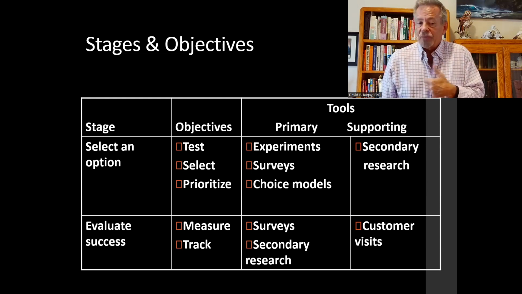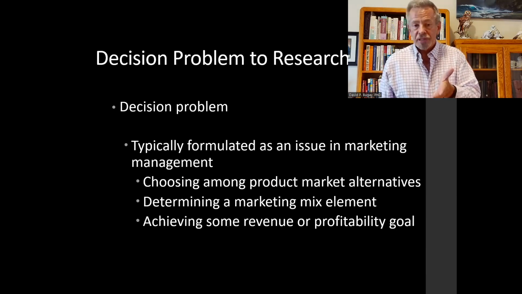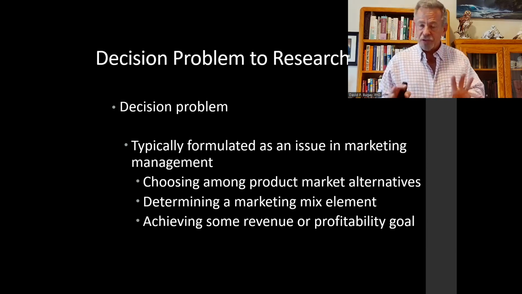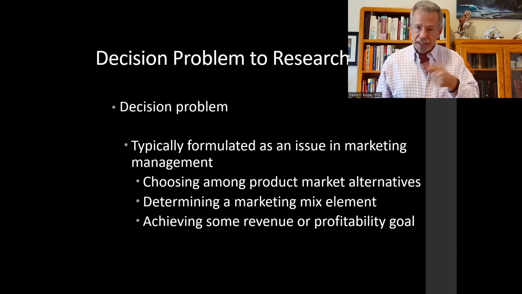Then on stage, evaluate the success. You want to measure, track it, see how well your results are coming along, and then support it with customer visits as they come in and survey those customers as they come out. The decision problem is typically formulated as an issue in marketing. Choose among product market alternatives. Determine the marketing mix, what different criteria you want to have with your service or your product that you're selling, and achieve some type of revenue or profitability goal. Then go back and check again.